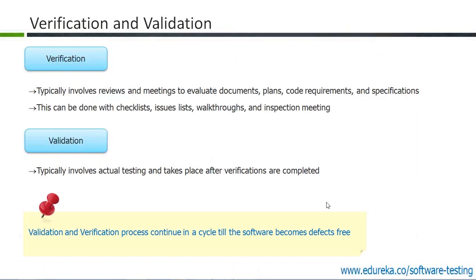So verification is nothing but it is happening before the product comes into your hand, and validation happens after the product comes to your hand. When I say after it comes to your hand, I'm not talking about the release after the production. I'm saying the product that comes for testing. Okay, so now let's move on.